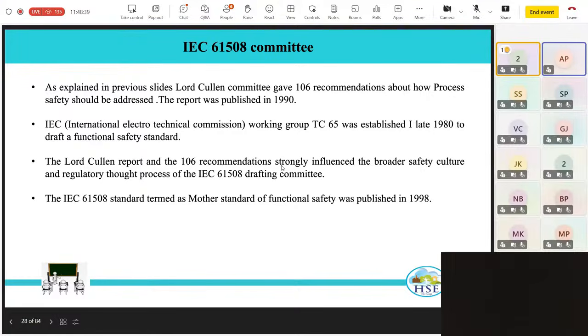61508 drafting committee. The standard that TC65 came out with was called IEC 61508, which is the mother standard for functional safety, and it was published in 1998. The first publishing of IEC 61508 was in 1998. Okay.